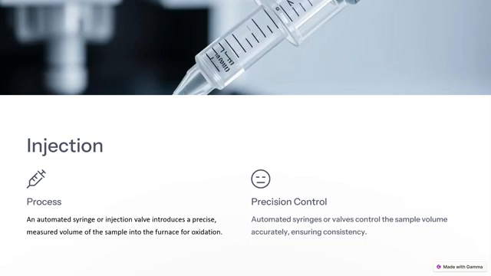In step 5, we have injection. So, the prepared sample is then injected into a high temperature furnace using an automated system. The precision of this step lies in the automated injection systems that control the sample volume with high accuracy, ensuring consistent and reproducible results. Modern systems use high precision syringes or valves to minimize the variability.